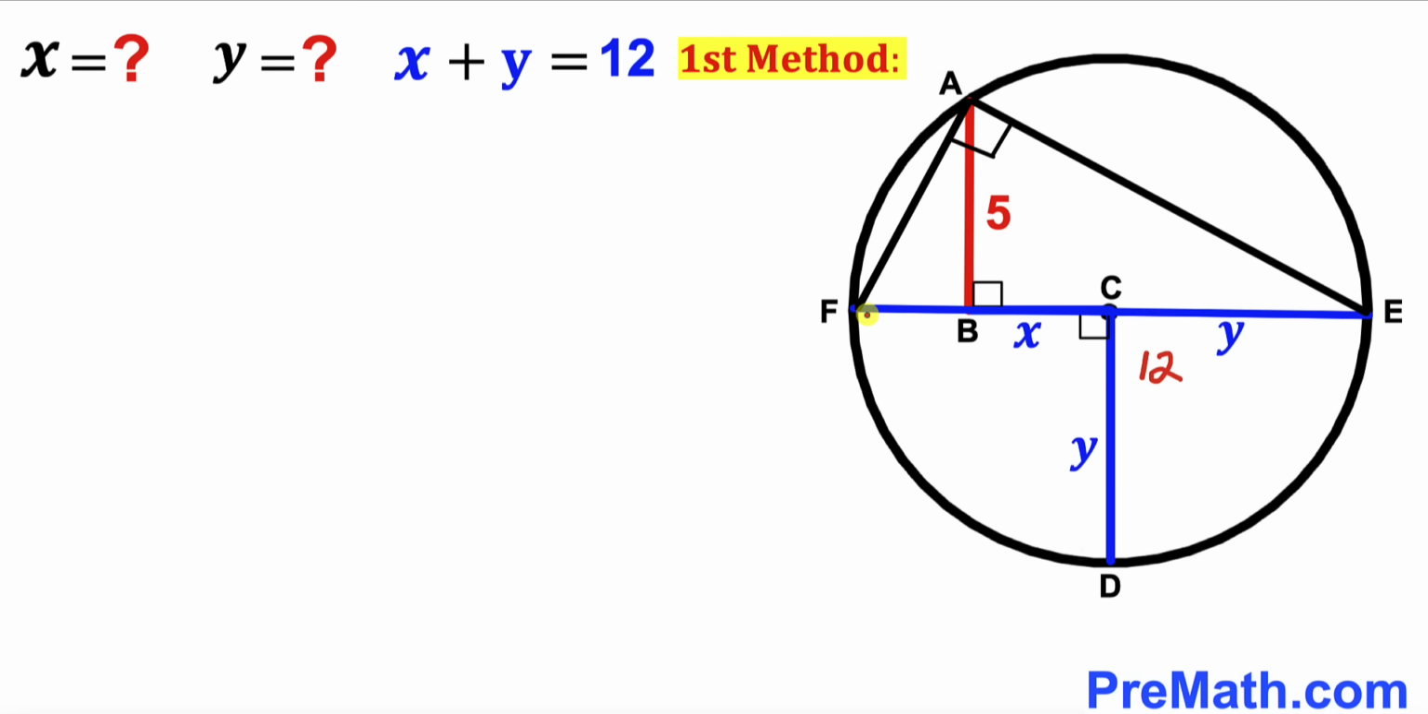Now in the next step, I am going to label this tiny segment BF length as lowercase m, and this segment BE length as lowercase n, such that n equals X plus Y. So n is going to be equal to 12.